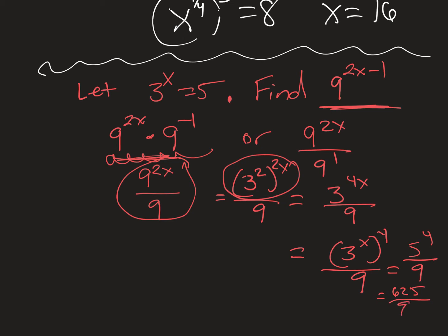So it's using those laws of exponents to kind of undo this 9 to the 2x minus 1 so that I can plug in 5 for 3 to the x.